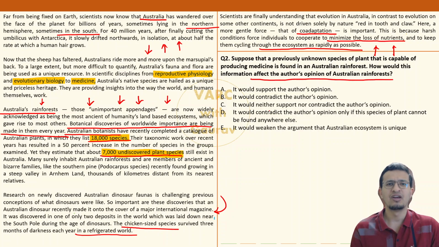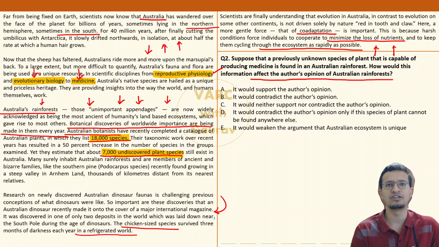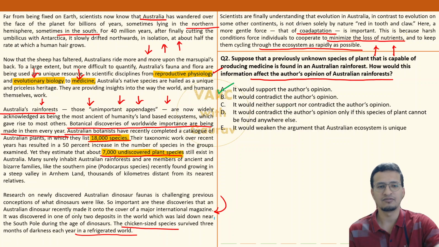Very straightforward. Author has clear-cut mentioned that okay, every day new discoveries are being made and they are very important with respect to diverse fields like reproductive physiology, evolution, and even medicine. So if it turns out that there's a new discovery regarding the field of medicine, of course it goes ahead and supports the author's opinion. No rocket science involved, and what would be the answer? Option A, served on a silver platter to you. Okay. Other options are completely ridiculous. We did not even spend time on those, and hence we'll go ahead.